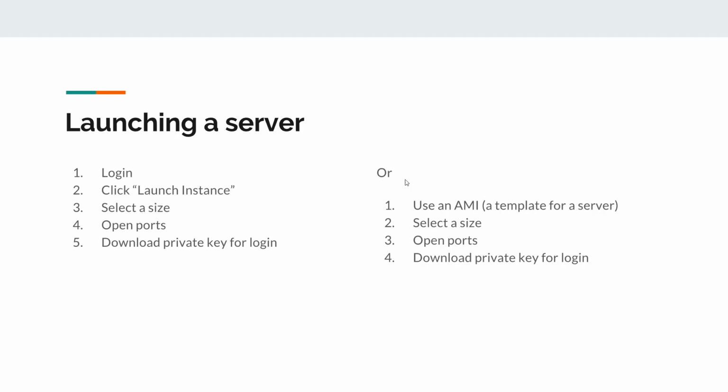And you're done. Alternatively, you can use an AMI. An AMI is a snapshot of an EC2 instance that someone has taken. It's kind of like a template for a server. It will tell the EC2 what's already installed on that server, and you're basically reviving that snapshot. You select the size for the server, you open up ports, and you download a private key for the login. So what we're going to do next is a demonstration of how to launch an EC2 instance, and then a demonstration of how to launch an AMI, and go into more detail around what an AMI is.